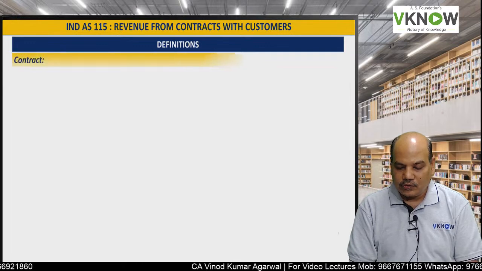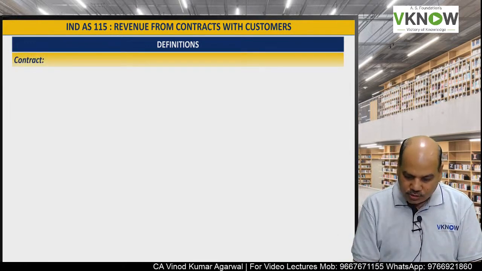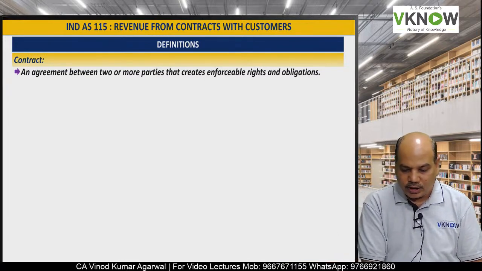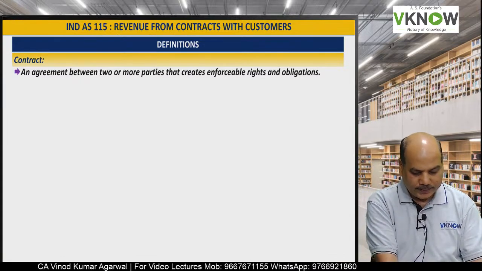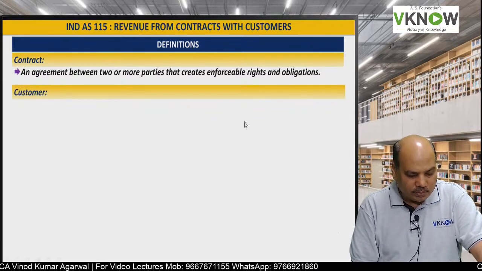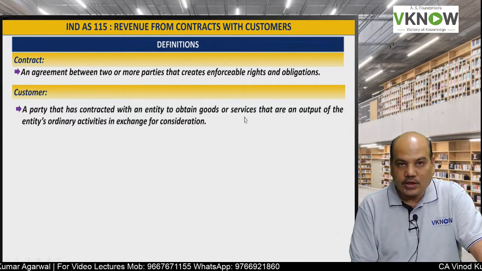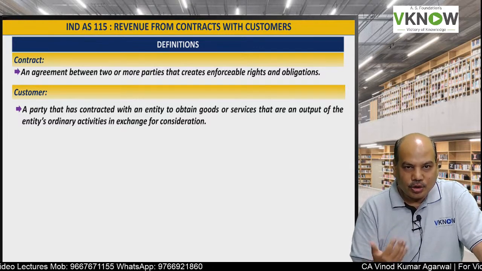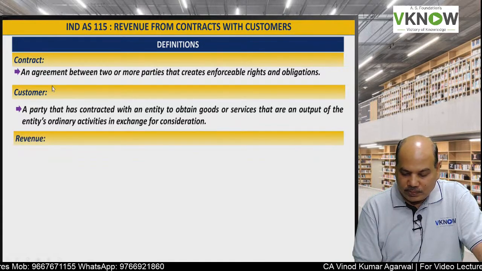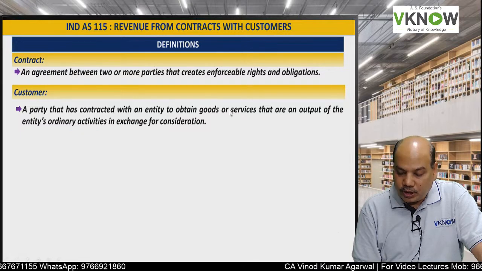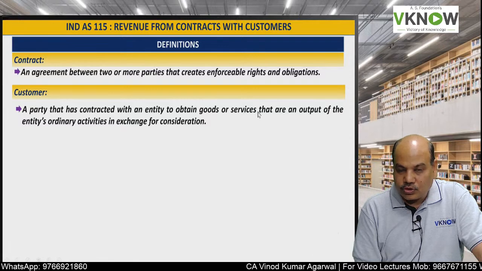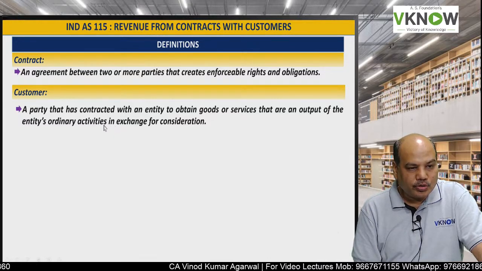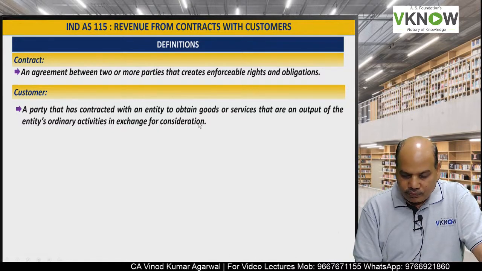Before we proceed further, let us have a look at some of the important definitions, like the definition of a contract. A contract is an agreement between two or more parties that creates enforceable rights and obligations. So it is a contract which is enforceable by law. Then customer. Who is a customer? Because the name of the standard is revenue from contract with the customer, the counterparty should be the customer. A customer is a party that has contracted with the entity to obtain goods or services that are the output of the entity's ordinary activities, in exchange for consideration. Then it is called a customer.